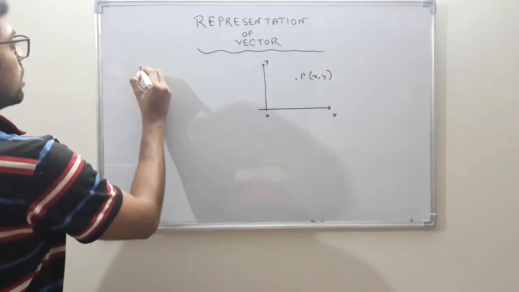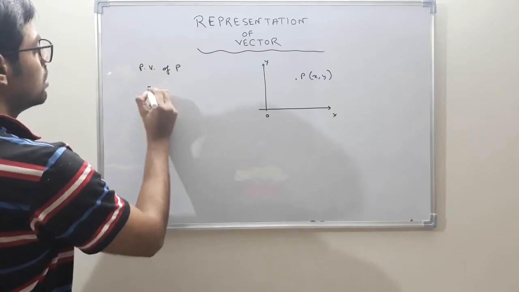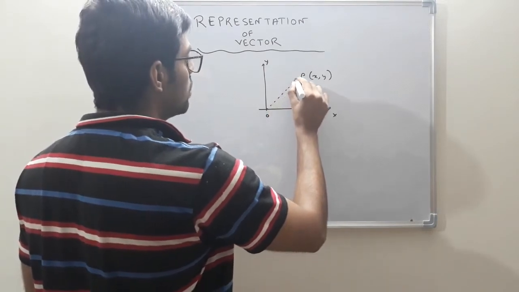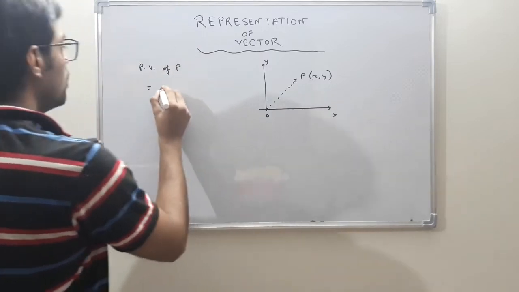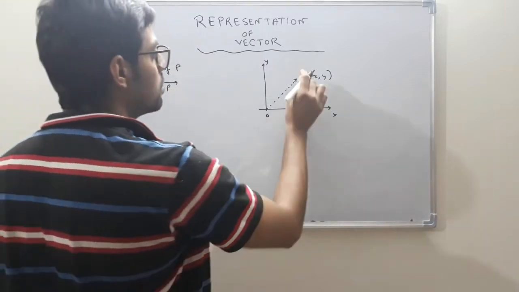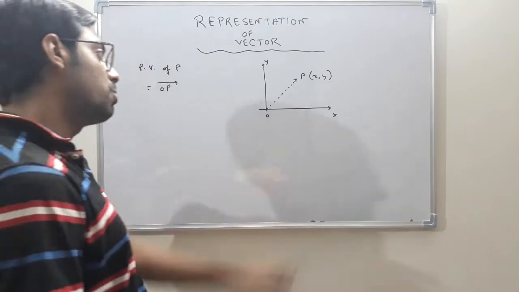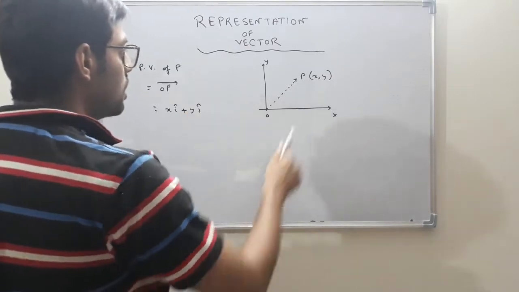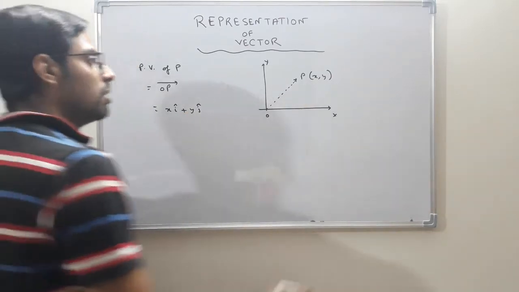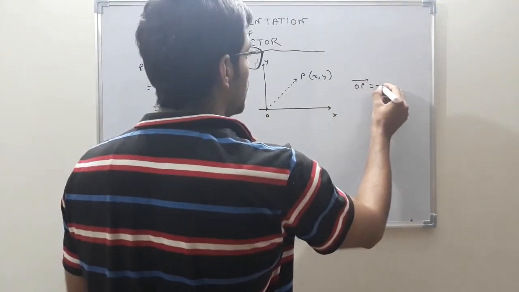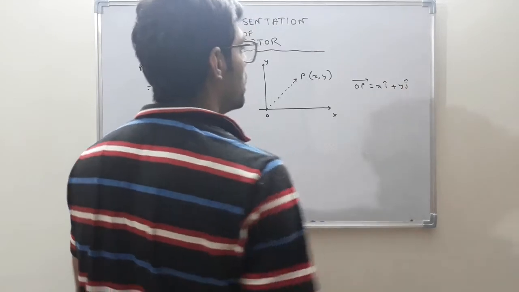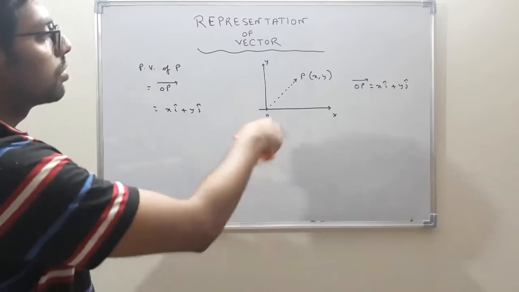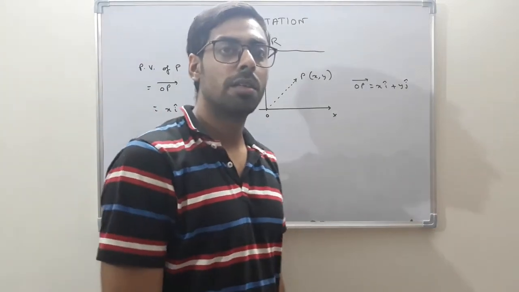How? The position vector of P is obtained by joining the point P with the origin O of the given coordinate system. Now this OP will give the position vector of this point P, and it is given by x i cap plus y j cap. So this is the representation of the position vector OP, x i hat plus y j hat in the Cartesian coordinate system. In this way you can represent any point in a two-dimensional coordinate system.